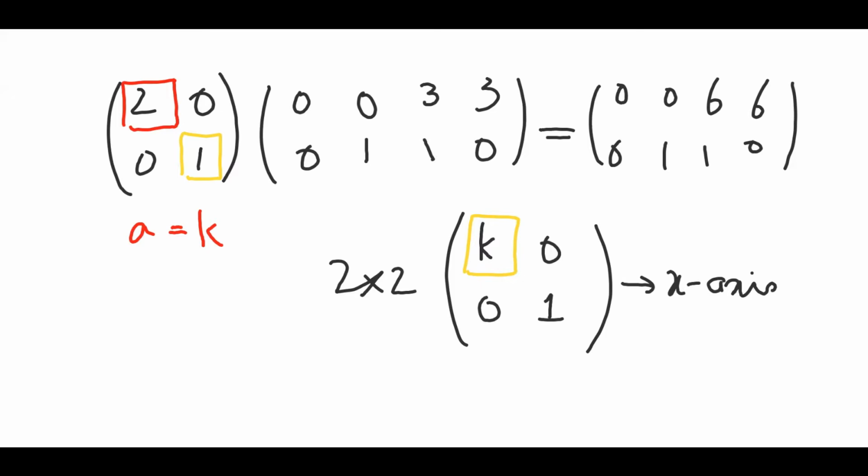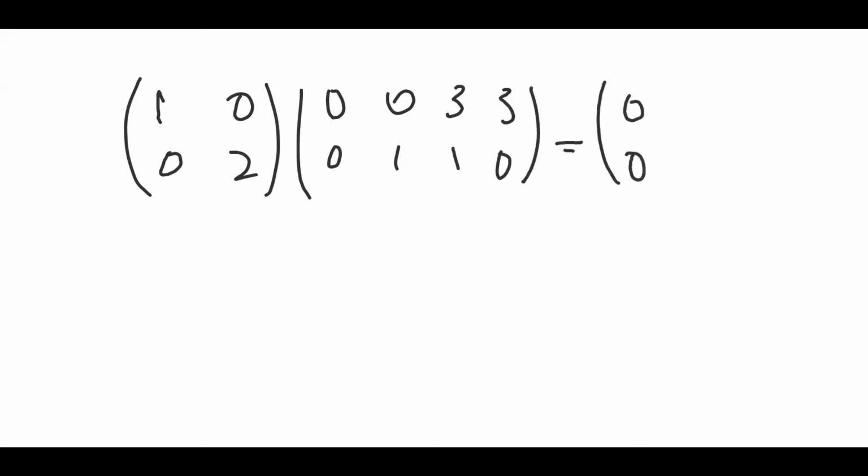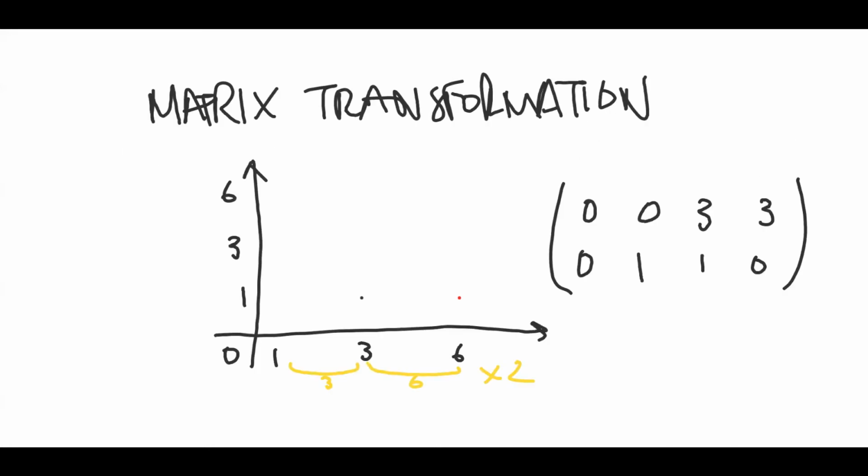Now, moving forward with it, if we multiply another matrix that is 1, 0, 0, 2 with our same coordinate matrix that is 0, 0, 0, 1, 3, 1, and 3, 0. Multiplying this with matrix multiplication, what we're going to get is 0, 0, 0, 2, 3, 2, and 3, 0. Now what do we get on our graph? We get a point that is on 3, 2. Wait a minute, not 2 here. That is on 3, 2. So we get a point over here.